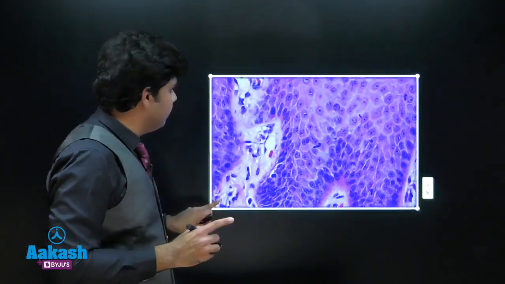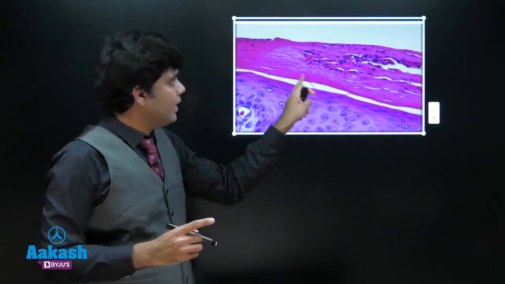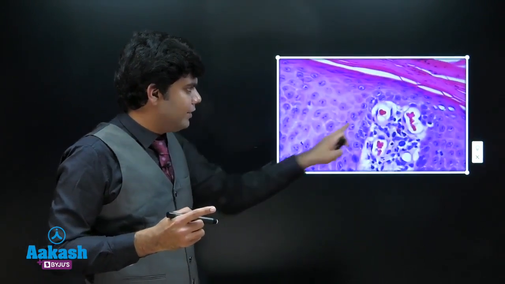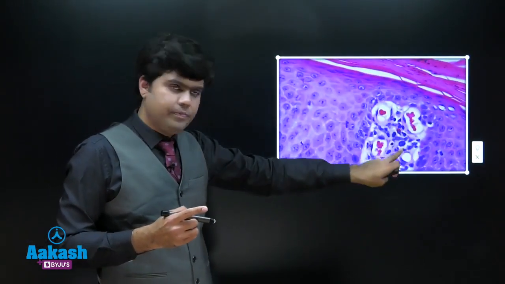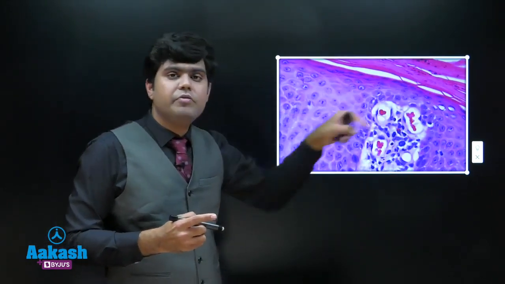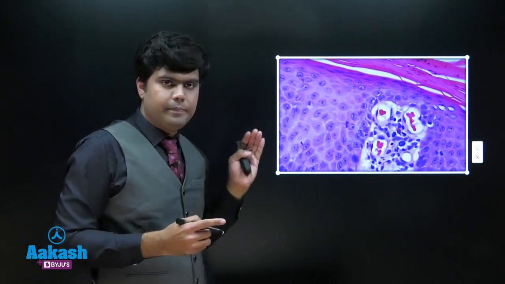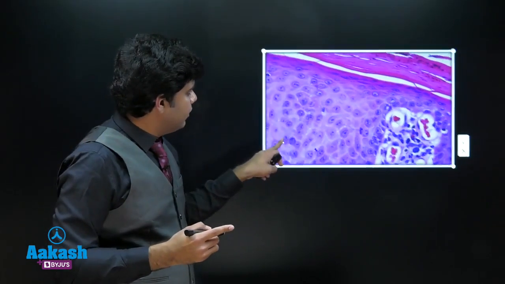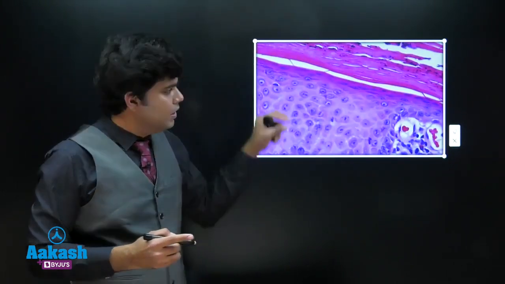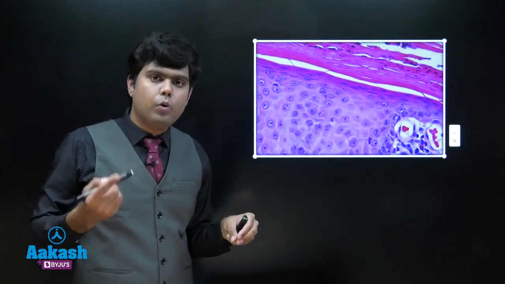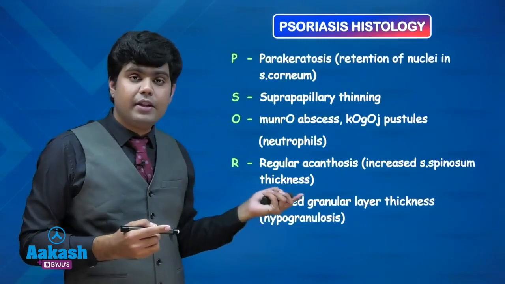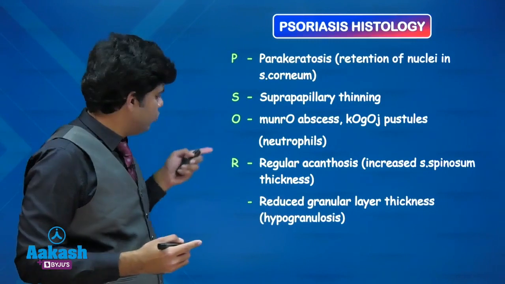So second thing is in stratum corneum, parakeratosis, that is retention of nuclei in stratum corneum. Third thing is your dilated tortuous capillaries in the papillary dermis, and above that you can see the epidermis is thinned out, which we label as suprapapillary thinning. And one more important finding, the thickness of granular layer which is present below stratum corneum is reduced. So we call it as hypogranulosis.